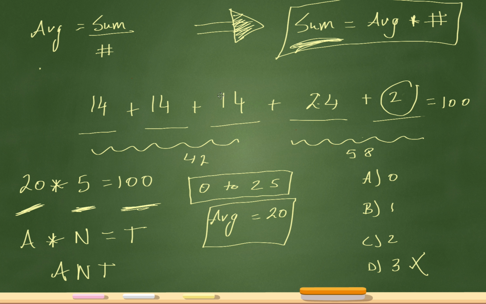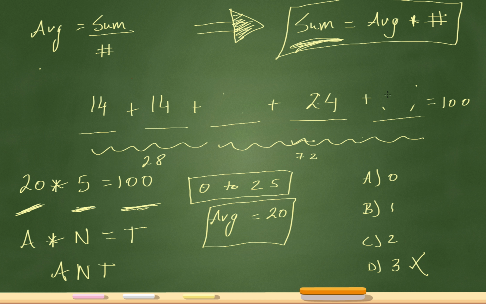Now let's try C, 2. Let's say there are 2 players that scored 14. That means that these 2 players scored 28, right? 14 and 14 there. So these 2 players right there have 28 points. And let's see what's left over now. 100 minus 28. So that means that these 3 players must have scored 72.